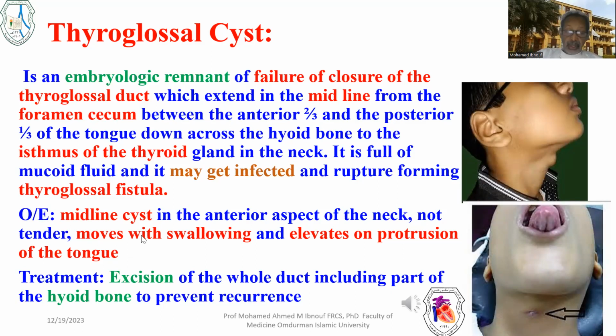On examination, usually it is a midline cyst in the anterior aspect of the neck, and it is not tender, and it moves with swallowing and gets elevated with protrusion of the tongue. In this case, one should ask the patient to open the mouth. The examiner should hold the mandible so it does not move, then request the patient to protrude the tongue. The thyroglossal cyst and thyroglossal fistula will move upwards with protrusion of the tongue. The treatment is usually excision of the whole duct, including part of the hyoid bone, to prevent recurrence.